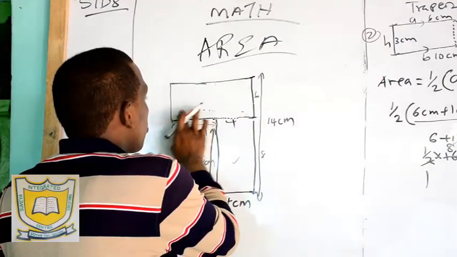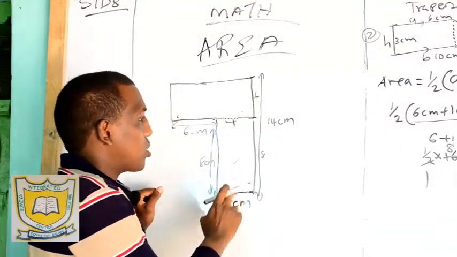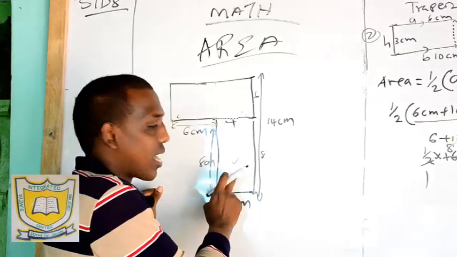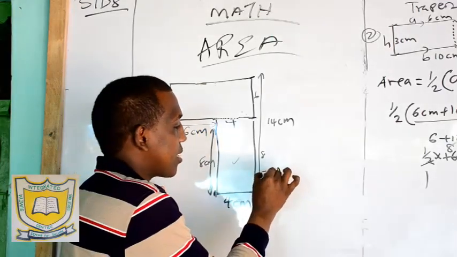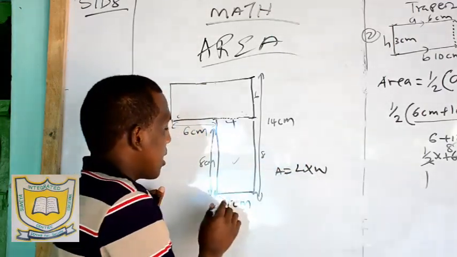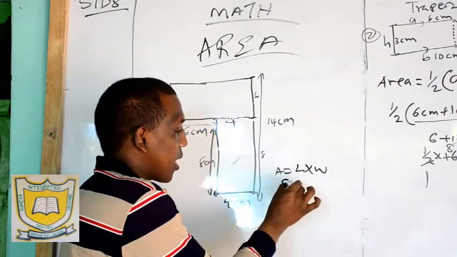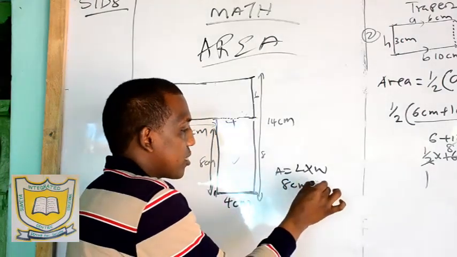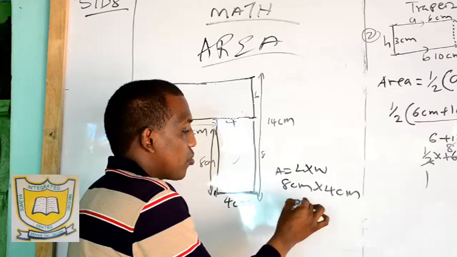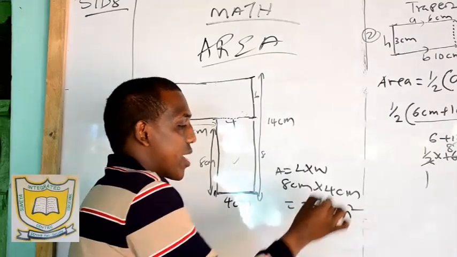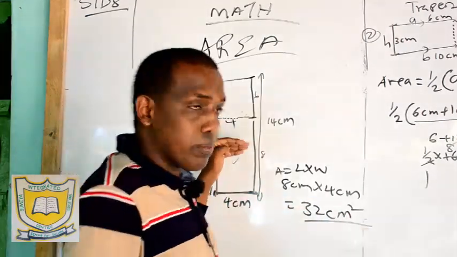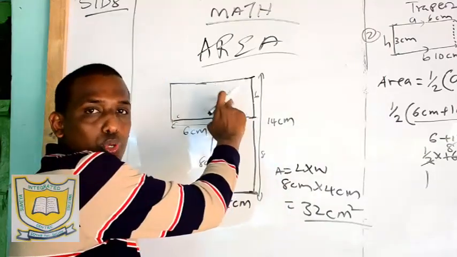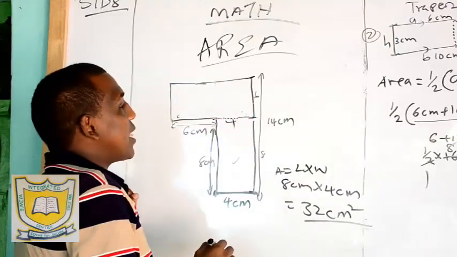So now let us work out the area of this rectangle. We say length times width. Length, which is 8 centimeter, times the width 4 centimeter. Length times width, you get 32 centimeter squared. This one which is at the bottom. The upper one is length times width now.